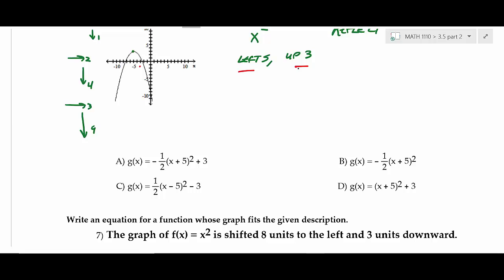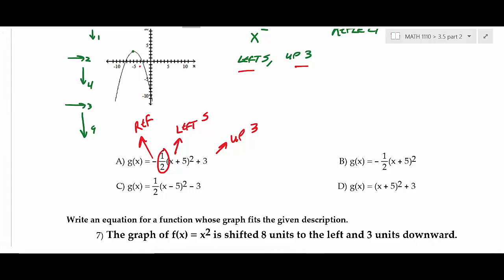A. You think A? Okay, let's see. That's left 5. That's good. Okay, it definitely reflected, so that's good. Okay, we're up 3, so that's good. And then that half looks good. Okay, that's the number that's changing those y values.